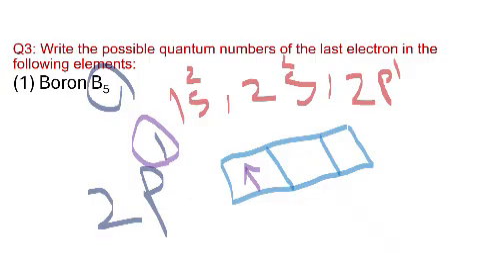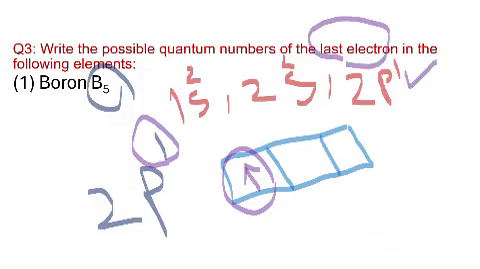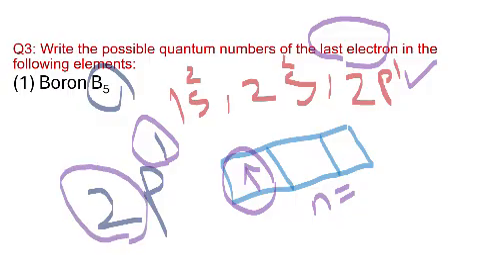So now what do I want to do? I'm looking for the quantum numbers for the last electron. Where is the last electron? Here, the last electron is found in 2p1. We need the principal quantum number. The principal quantum number is written below the sublevel. So the principal quantum number is 2.